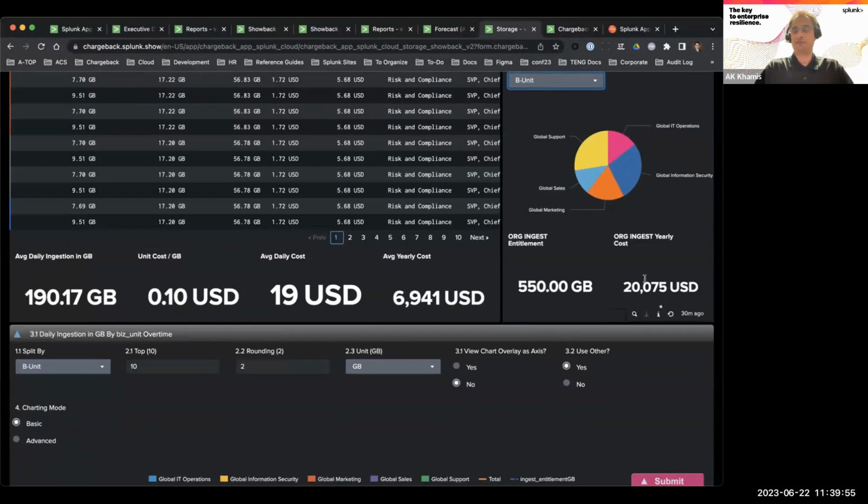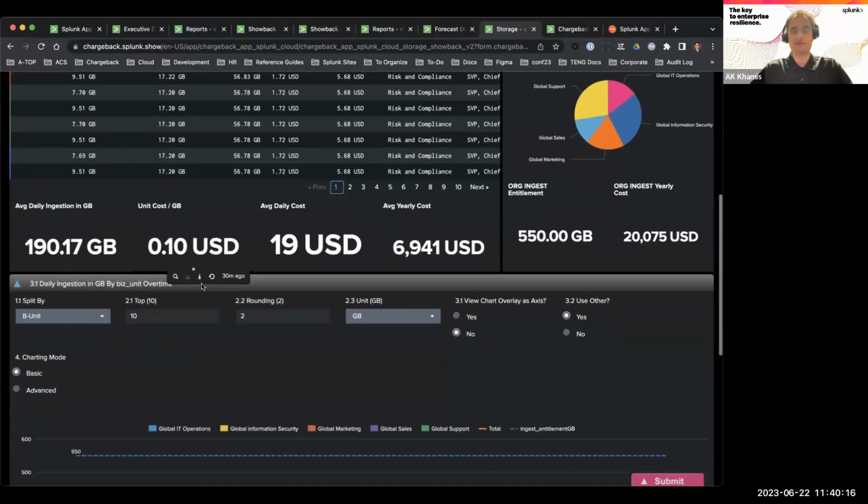Again, all this is fictitious. Customers own around 550 gigabytes, right? And that's how much they spent for them. This is fake, right? So this is what their yearly average is going to look like. To give you an idea, this is their daily cost. This is the unit cost. So 10 cents a gigabyte, right? In this fake environment.